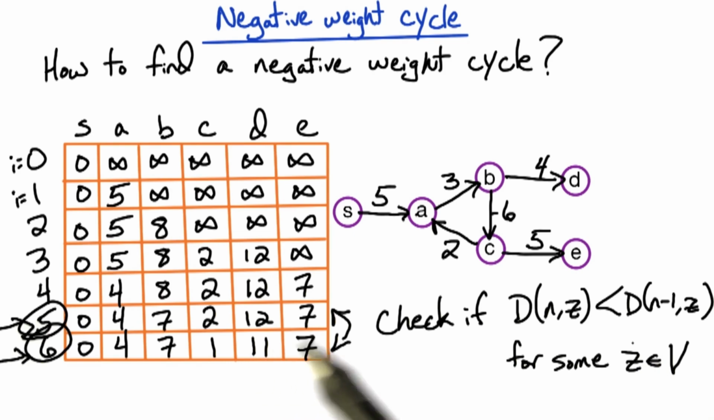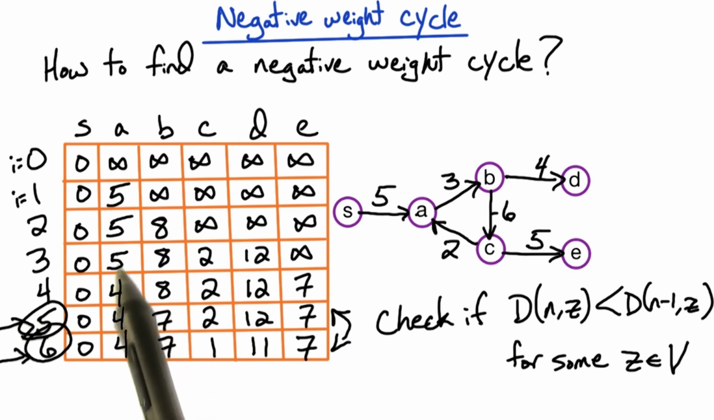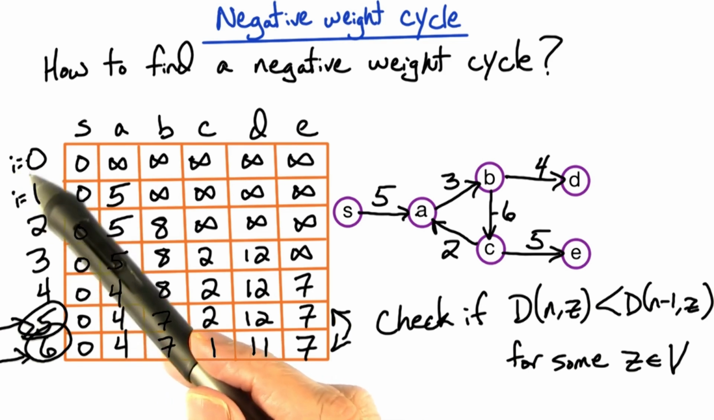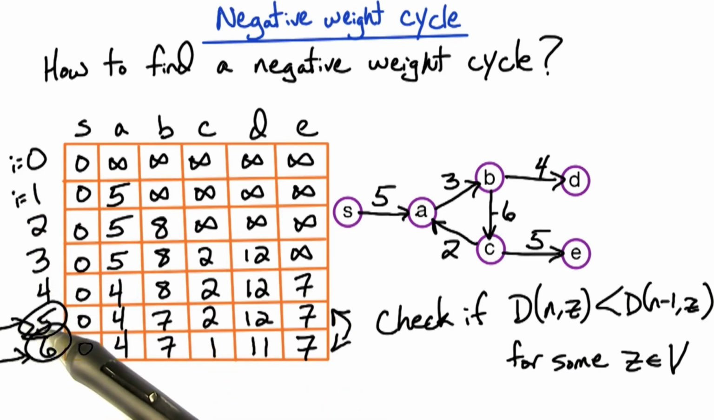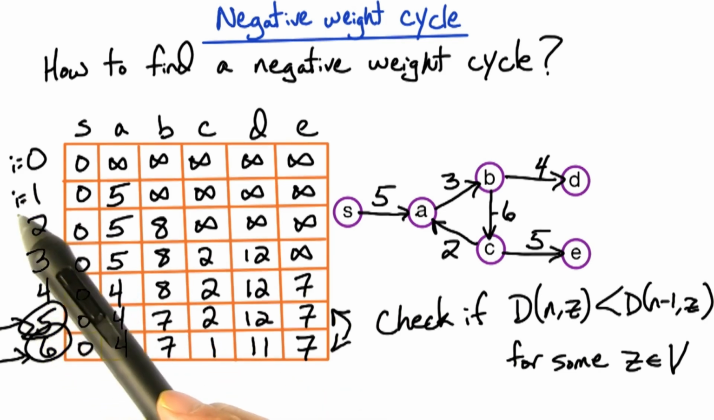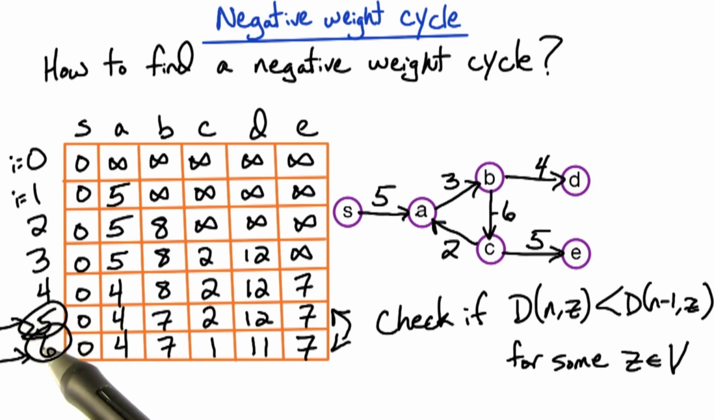And actually we can backtrack. We can see that the cycle involves this vertex c, and then we can see it involves b and a. So we can detect that cycle, CBA. But our check is just, we take our algorithm from before, our Bellman-Ford algorithm, which ran from i equals 1 to n minus 1. And instead we run it from i equals 1 to n. And we check if the row i equals n is different from i equals n minus 1. If it is different, then we found a negative weight cycle.